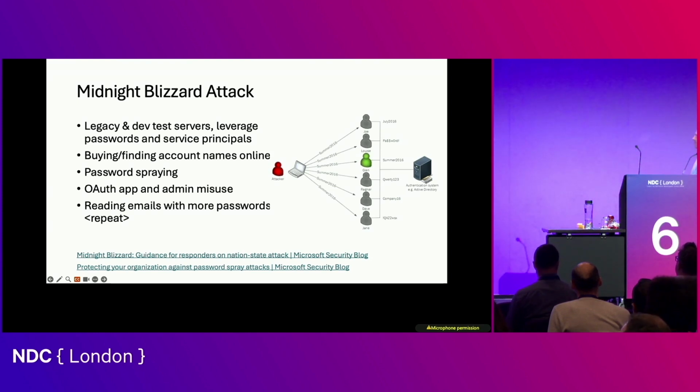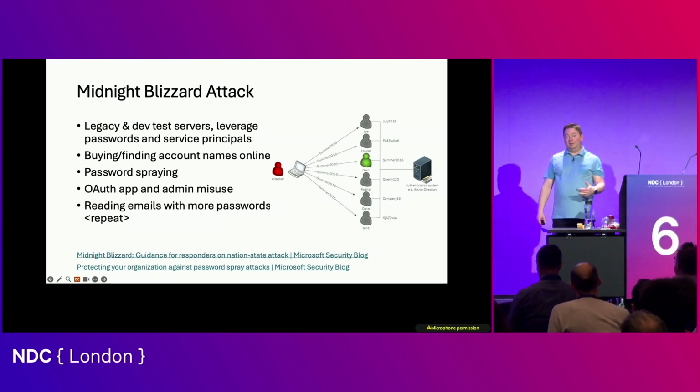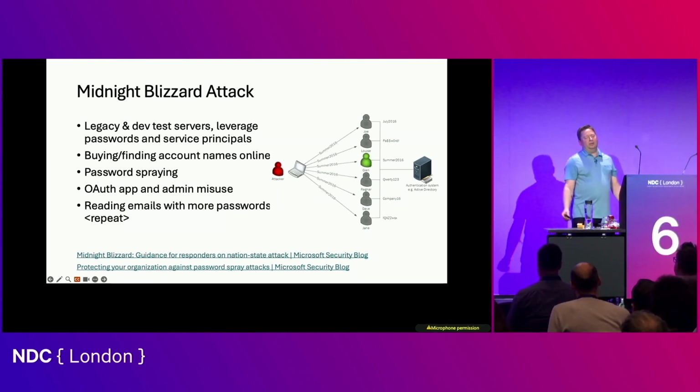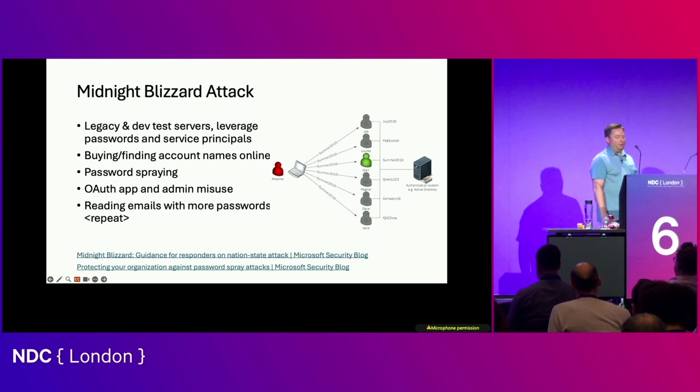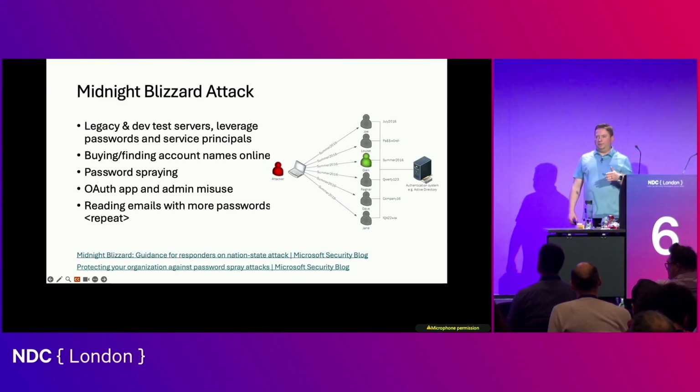So with Midnight Blizzard, state actors and hackers leveraged a multi-phased, coordinated attack, first starting with our legacy servers, like our legacy dev and test servers. You can think of those servers that maybe haven't been patched in a while. At Microsoft, I think we're pretty good about OS patching, but there's the next level of things that maybe we hadn't thought about, which is that we started with a secure posture from maybe 5 years ago.